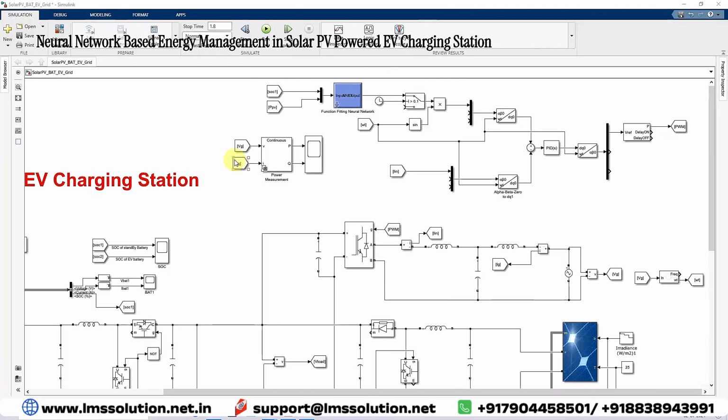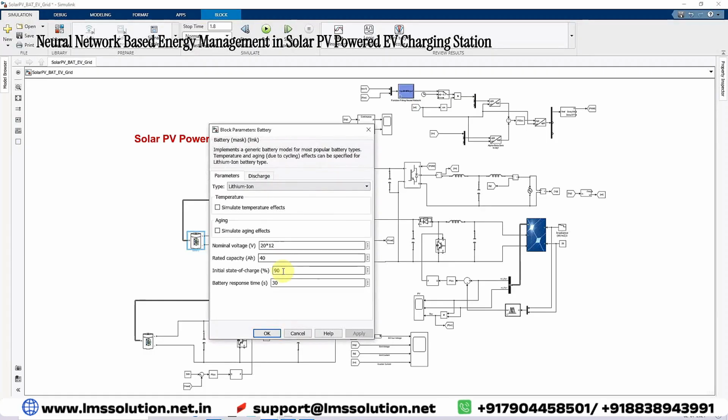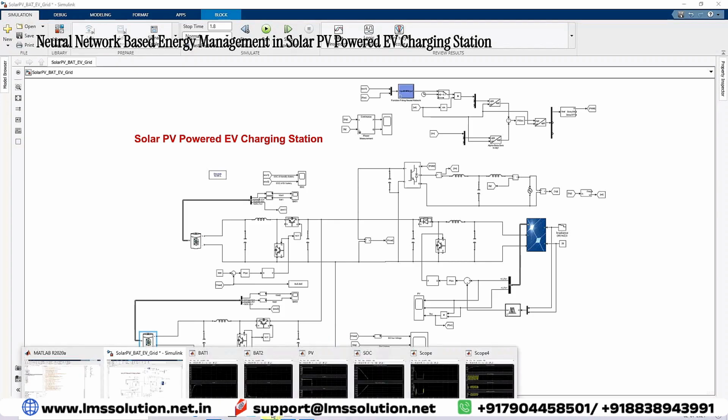This is a similar model we have created for this solar powered EV charging station. It has an overall efficiency and a neural network based energy management system for grid integration. Here you can see that the SOC of the station's storing battery is around 90%, and the SOC of the EV battery is 9%. Next we have to see the simulation results.